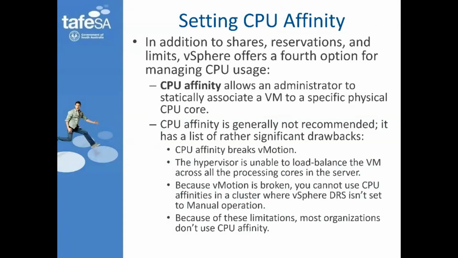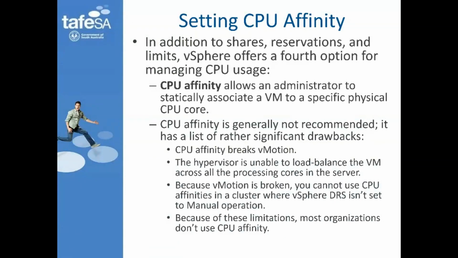So why would people do this? If I've got 4 CPUs and there's 4 virtual machines, if I make this virtual machine have affinity to this CPU, this virtual machine affinity to this CPU, this virtual machine affinity with this CPU, it's almost like each virtual machine can have its own CPU, right? That's the theory, okay? So in addition to shares, reservations, and limits, vSphere offers the CPU affinity option, which allows the administrator to statically associate a virtual machine with a specific CPU or CPU core. Like I said, I wouldn't recommend this. CPU affinity is generally not recommended. It has a list of rather significant drawbacks.